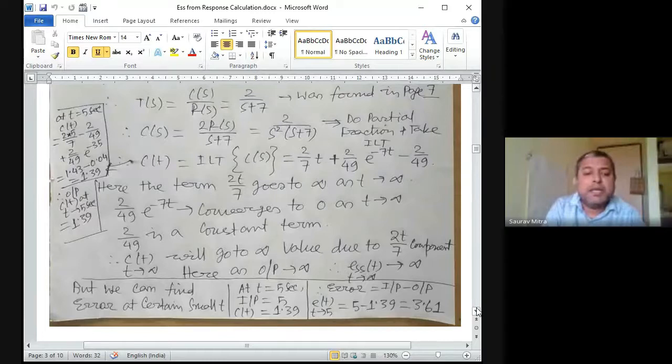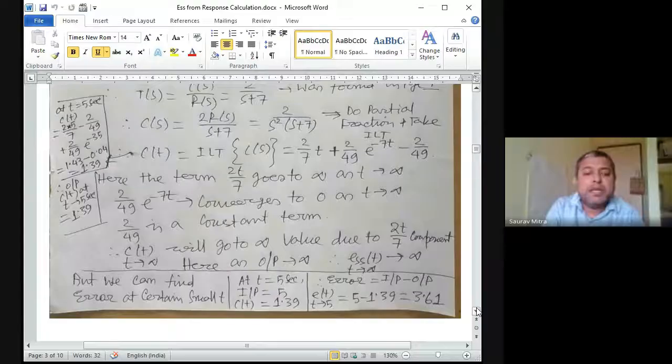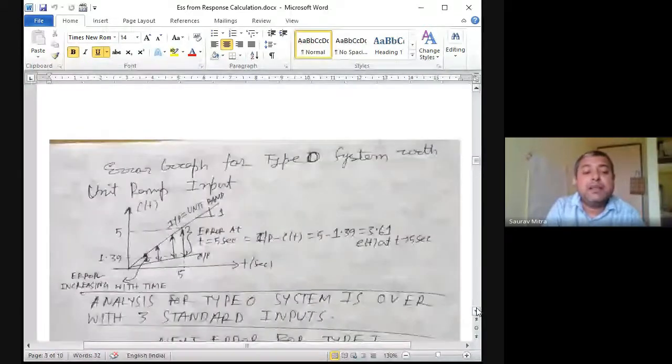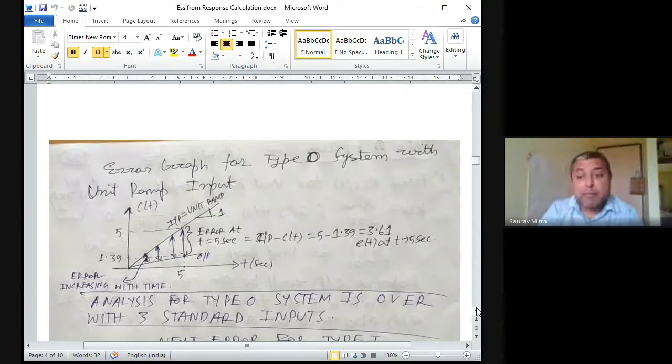These students are not understanding this. Sir, how can you say that the steady state error is infinite in the case of a zeroth order system and a ramp input?